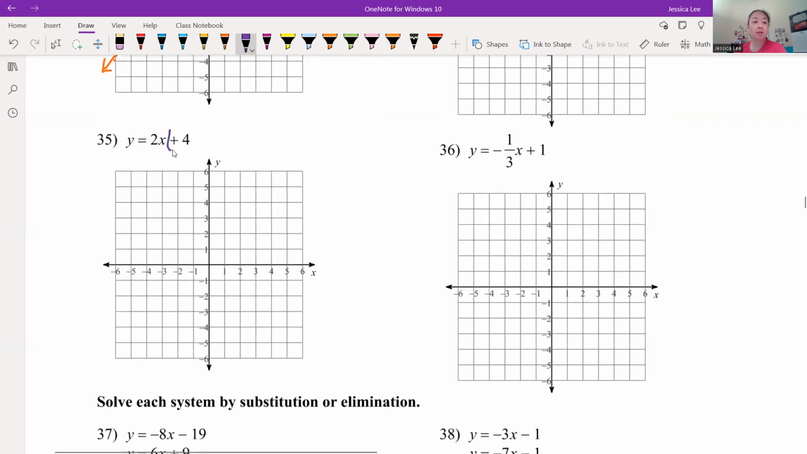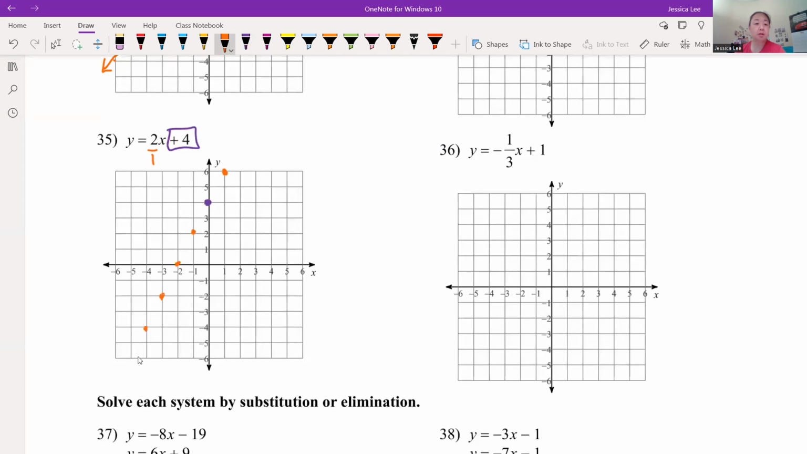Our y-intercept is 4. So we're going to go to positive 4. There's our y-intercept. And this is going to be a slope of 2. Remember, think of 2 over 1, right? So it's going to be up 2 and to the right 1. So it's always rise over run. It's how much we go up, then we go over. Or we could go down 2 and then 1 to the left.